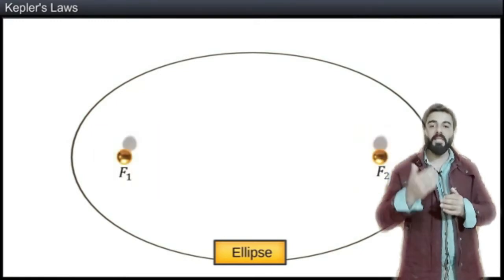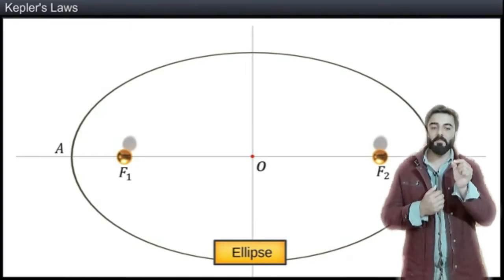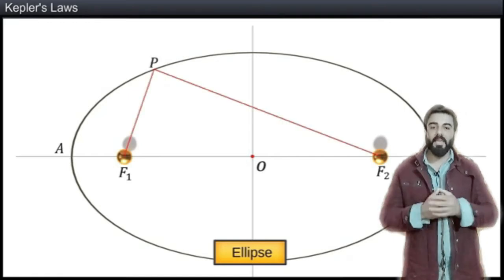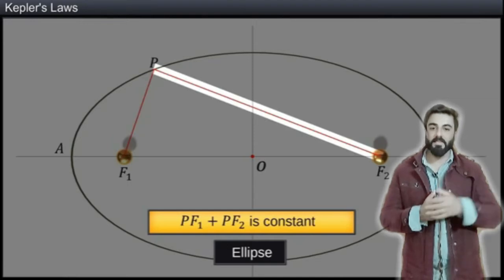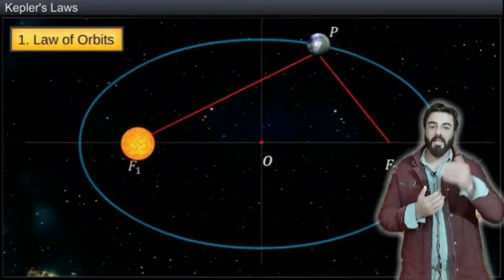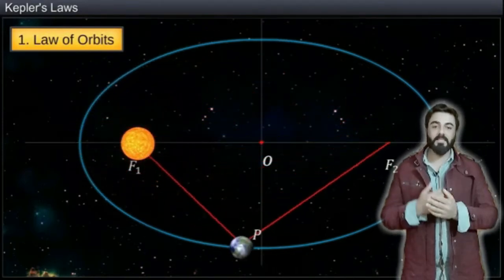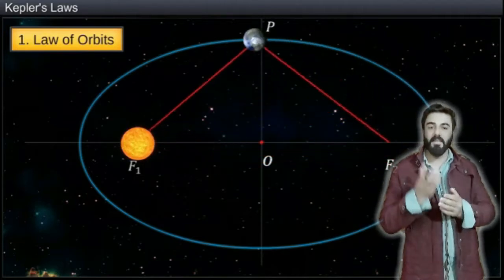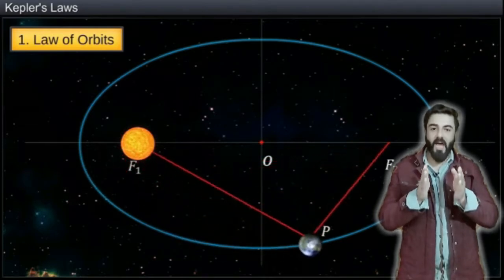The midpoint of AB is denoted by O. You can see this midpoint denoted by O is the center of the ellipse. For any point P on the ellipse, the sum of the lengths, that is PF1 and PF2, remains constant. So we can conclude Kepler's first law: the sun is at one of the foci of the ellipse and the planets rotate around it in an elliptical orbit, and the sum of the lengths PF1 and PF2 is always constant. This is the statement of Kepler's first law of motion, that is known as the law of orbit.